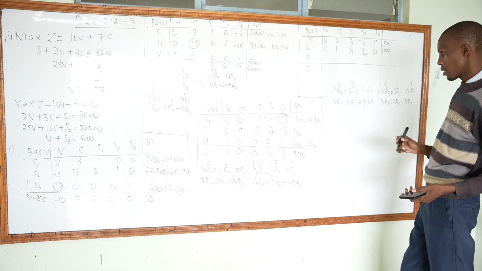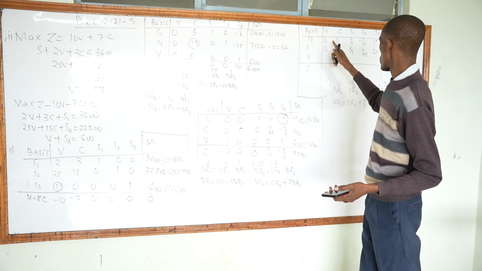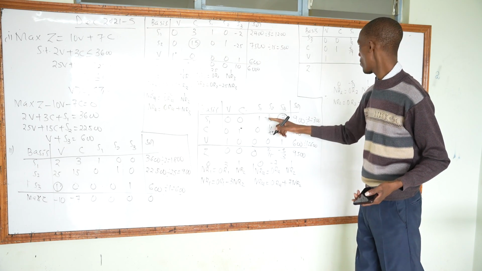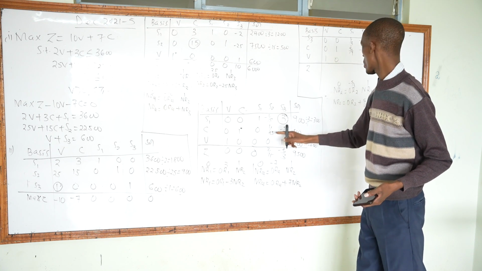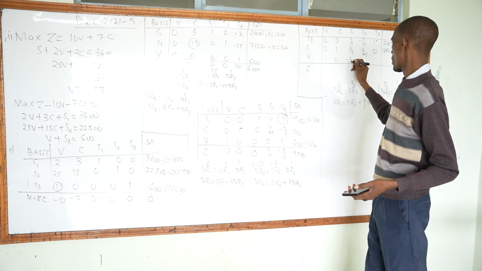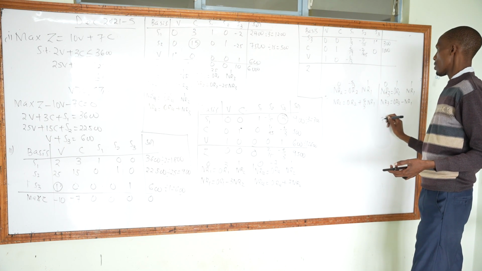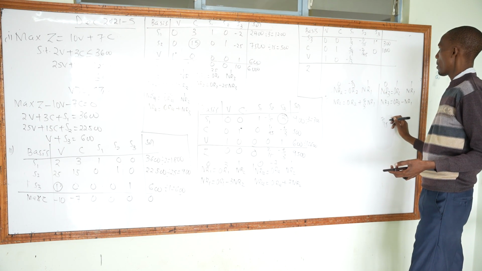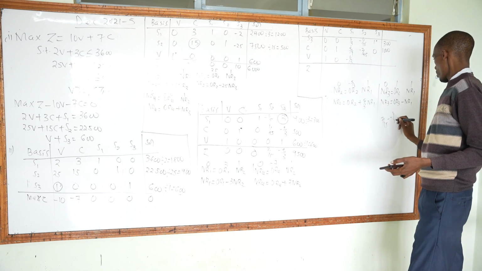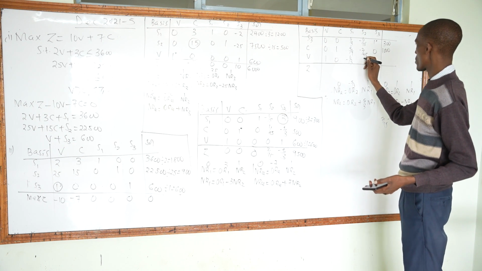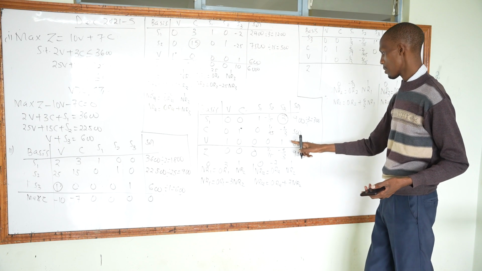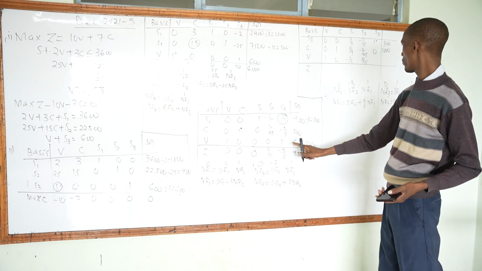You just minus. So you say 1 minus 0 is 1. 0 minus this is 0. 0 minus 1 over 3. 7 over 15 minus 7 over 15. Minus 1 over 15, you get 8 over 15. Then this one will be 1.